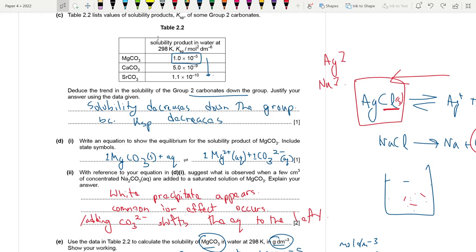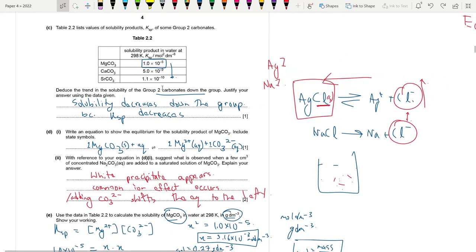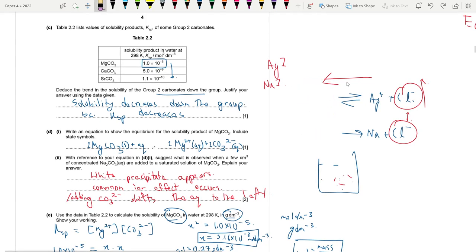With reference to your equation in D1, suggest what is observed when a few cm³ of concentrated Na2CO3 is added to a saturated solution of MgCO3. So what actually happens? The common ion effect occurs. Why though? Basically, group 1 carbonates are soluble, right? Group 1 carbonates are soluble. So hear me out, this is what happens.